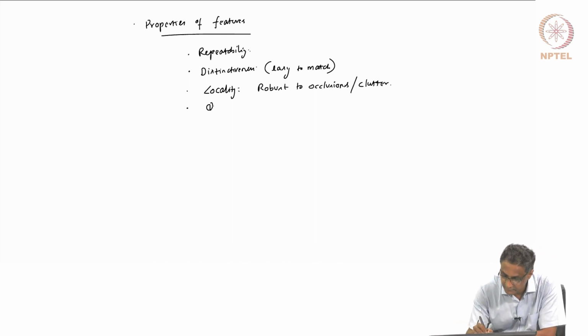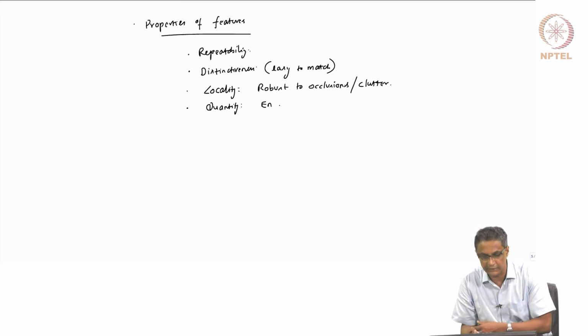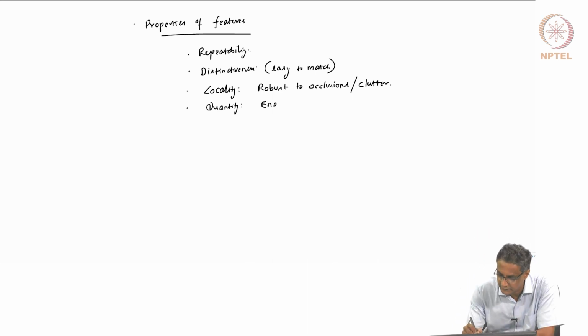Quantity. Quantity means there should be enough of them. It should not be that in an image, if I apply these features, I get only three of them or something. I should be able to get enough of them. They should be repeatable, they should stand out, be distinctive, be locally expressive, and there should be quantity. You should have enough of them so that we are able to do some matching and so on.